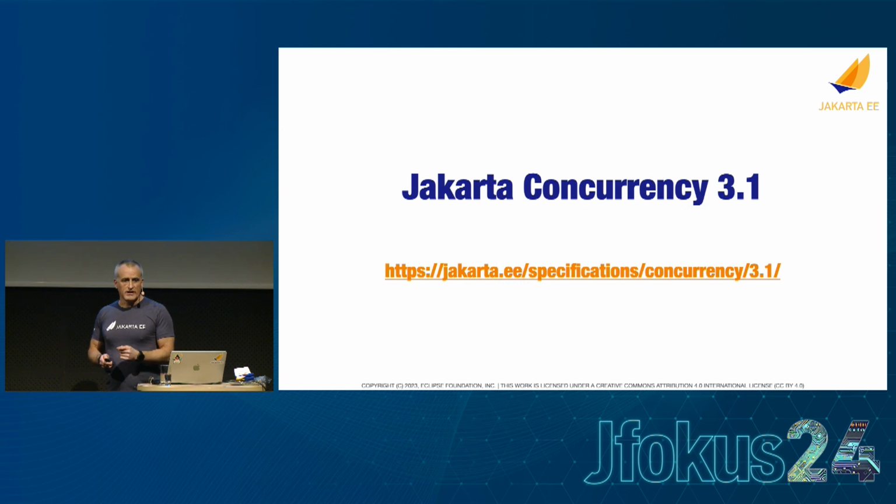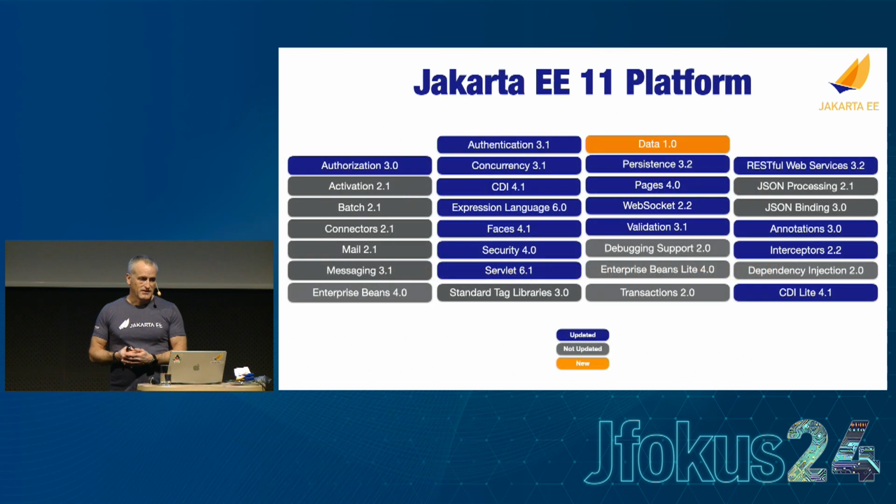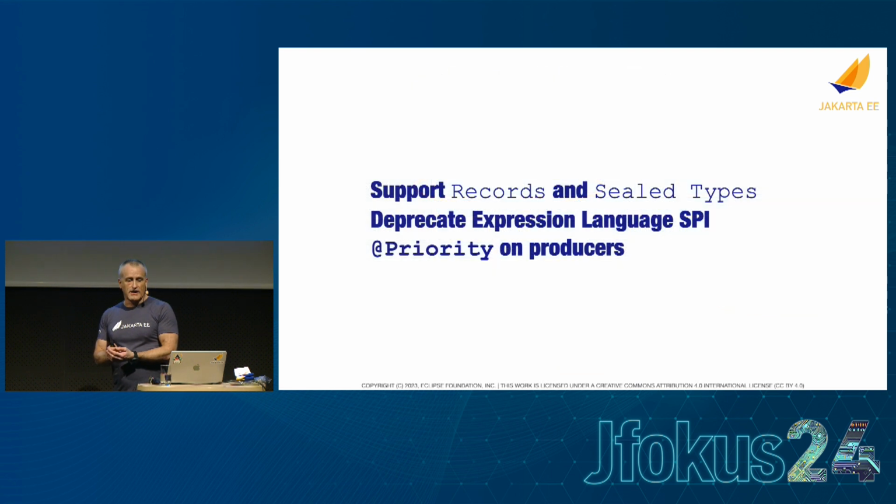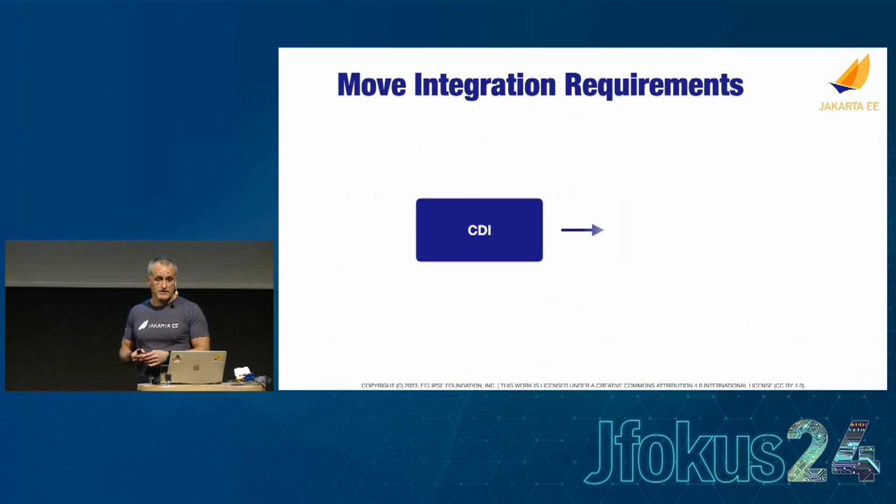And Concurrency 3.1 is under the /concurrency 3.1 URL. CDI 4.0 and CDI Lite are adding support for records and sealed types, so you can inject those and have them as CDI managed stuff. They're also deprecating the expression language and allowing @Priority on producers. For some reason that wasn't possible before, but they're adding it, so that's a kind of convenience thing.